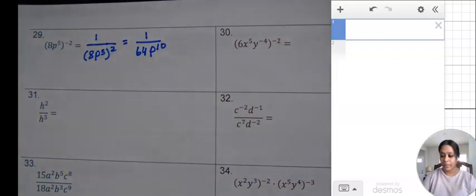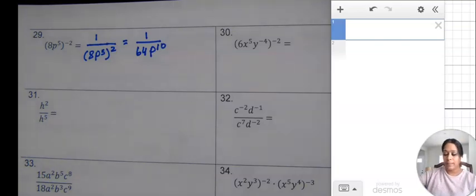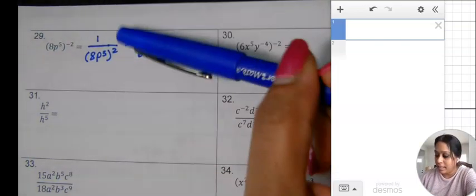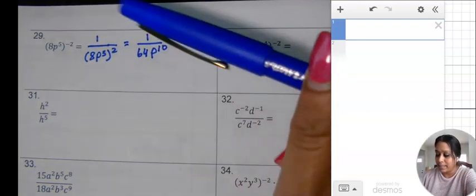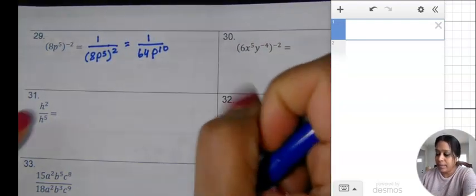Hello class, so we're going to continue with the negative exponents. For problem 29, I already did it, but I'll just go through the steps with you.